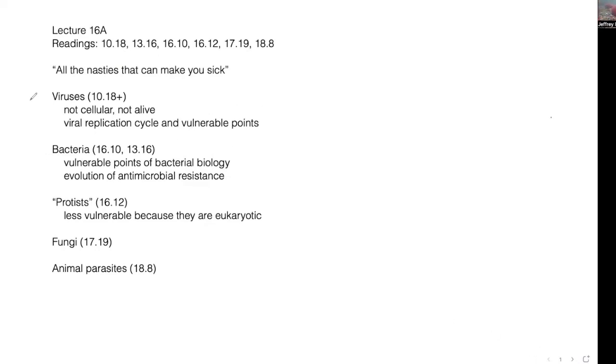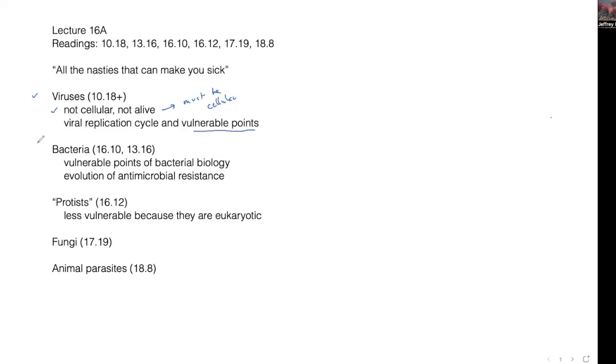Now, we've pretty much covered everything here. You know that they're not cellular, they're not alive, because in order to be a living cell, it must be cellular. So just telling you that they're not cellular is also telling you that they're not really living. Okay, we talked about the viral replication cycle and the way that the viruses are kind of vulnerable because their proteins are different from the ones that we have in our cells, and we're targeting those proteins with our immune defenses.